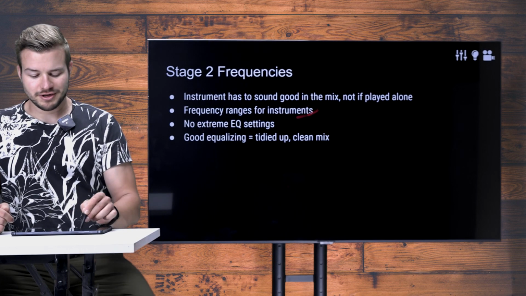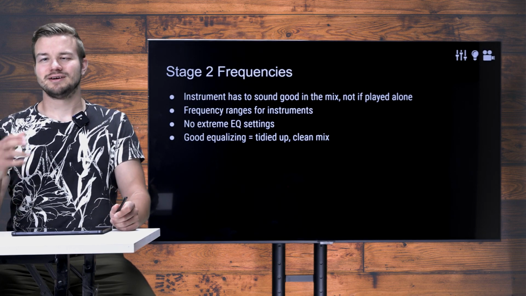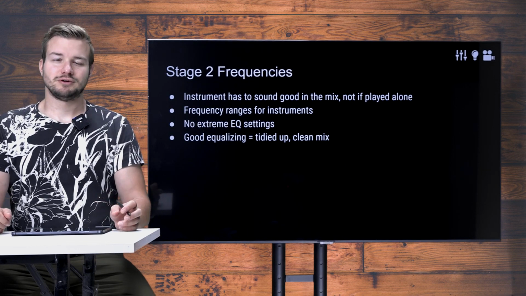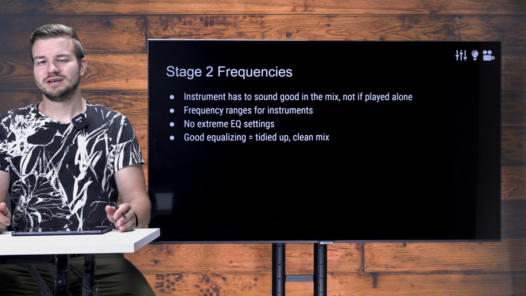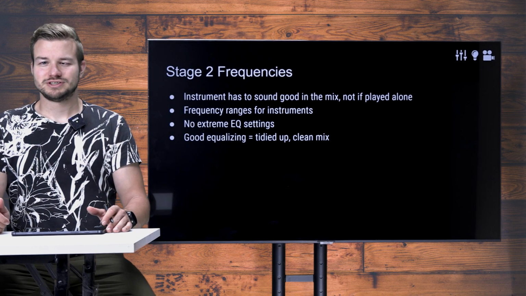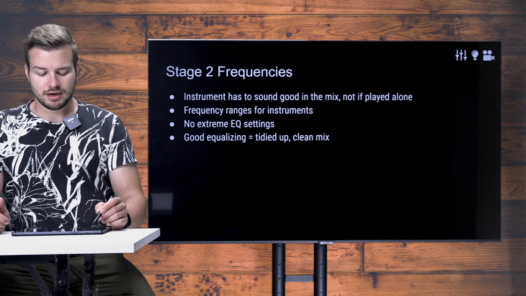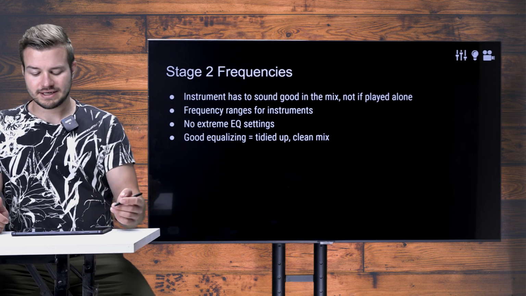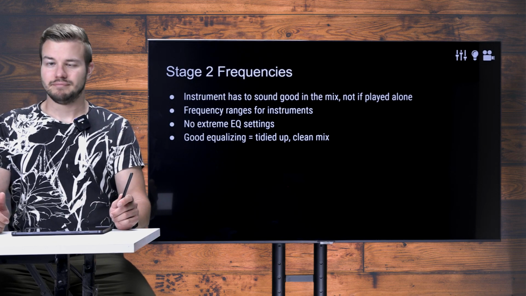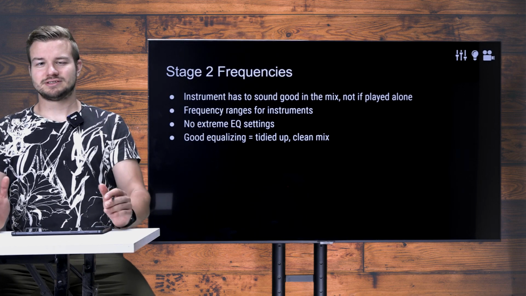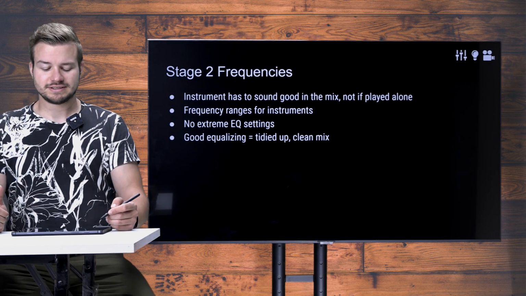Also keep frequency ranges for instruments in mind. Always try to remember where the sweet spots are, and which ranges are not important for the instruments. Try to remove these non-important ranges and try to push the sweet spots a little bit. Good equalizing means a tidied up and clean mix. That really summarizes it a bit.